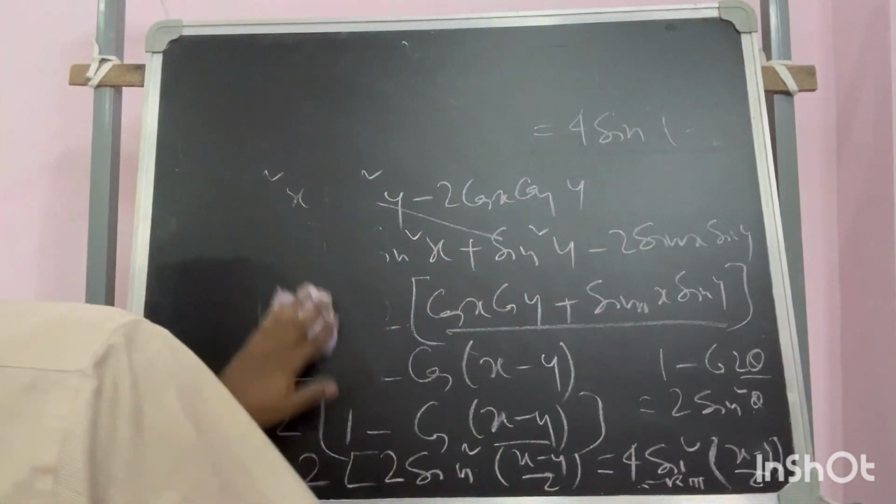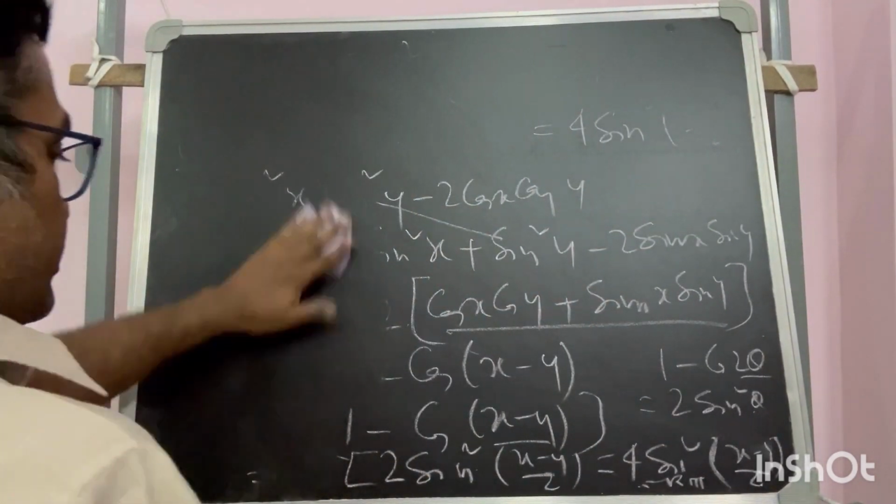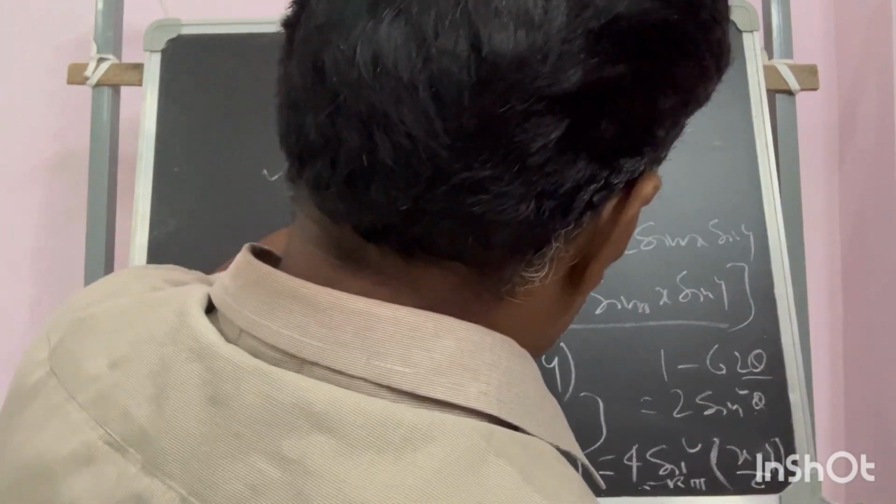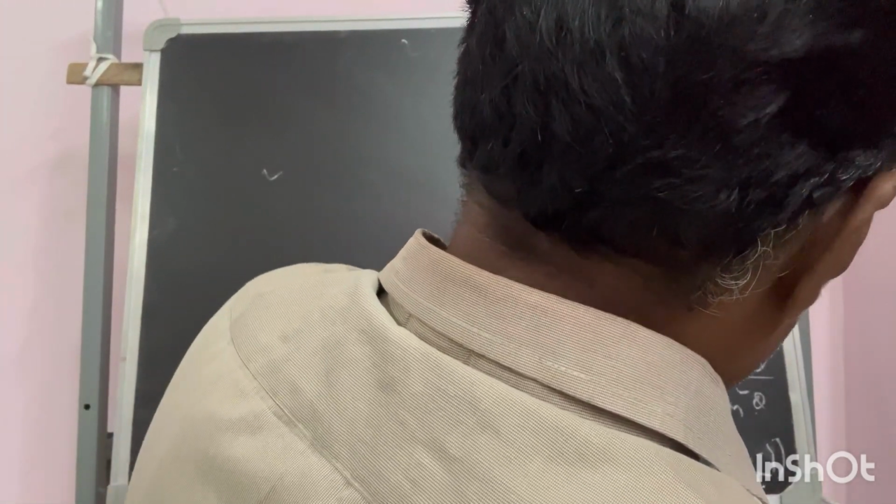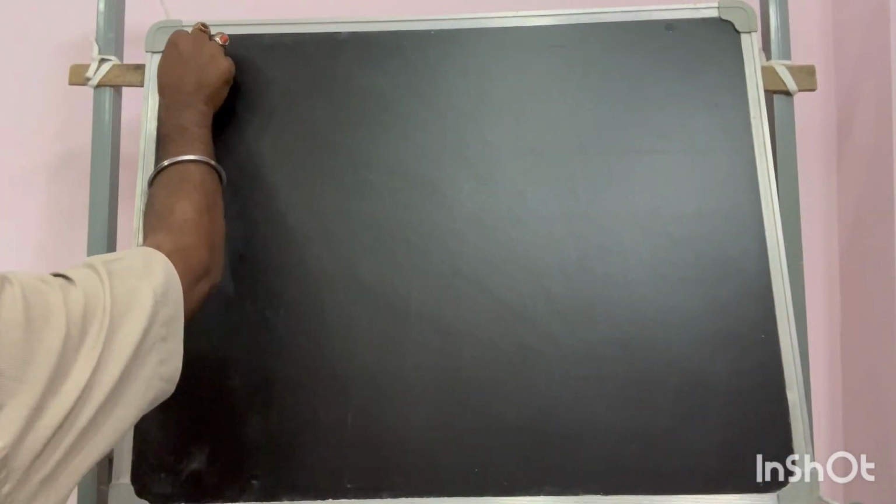Now is there anything further here? Yes, one more problem is there. That is a descriptive one. Let me write it down on the board first. So 63. This will be your last problem in this topic of trigonometric ratio.